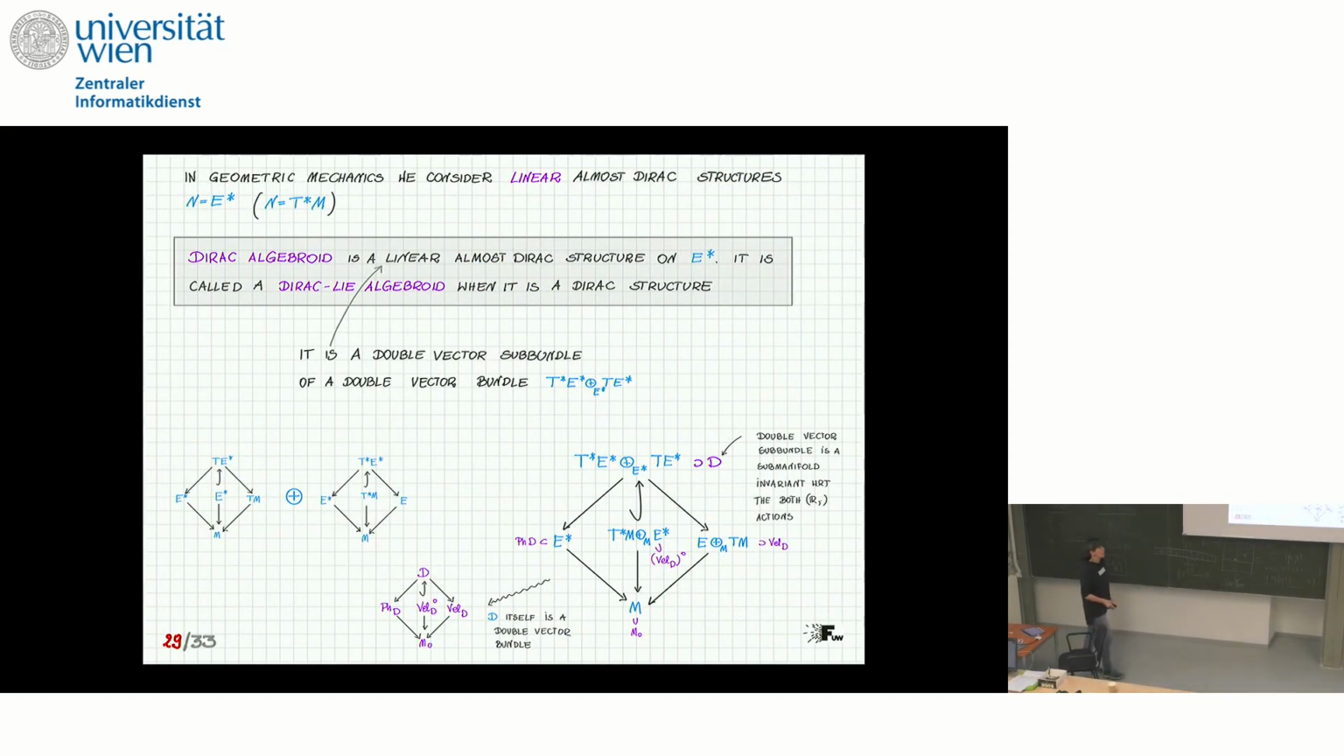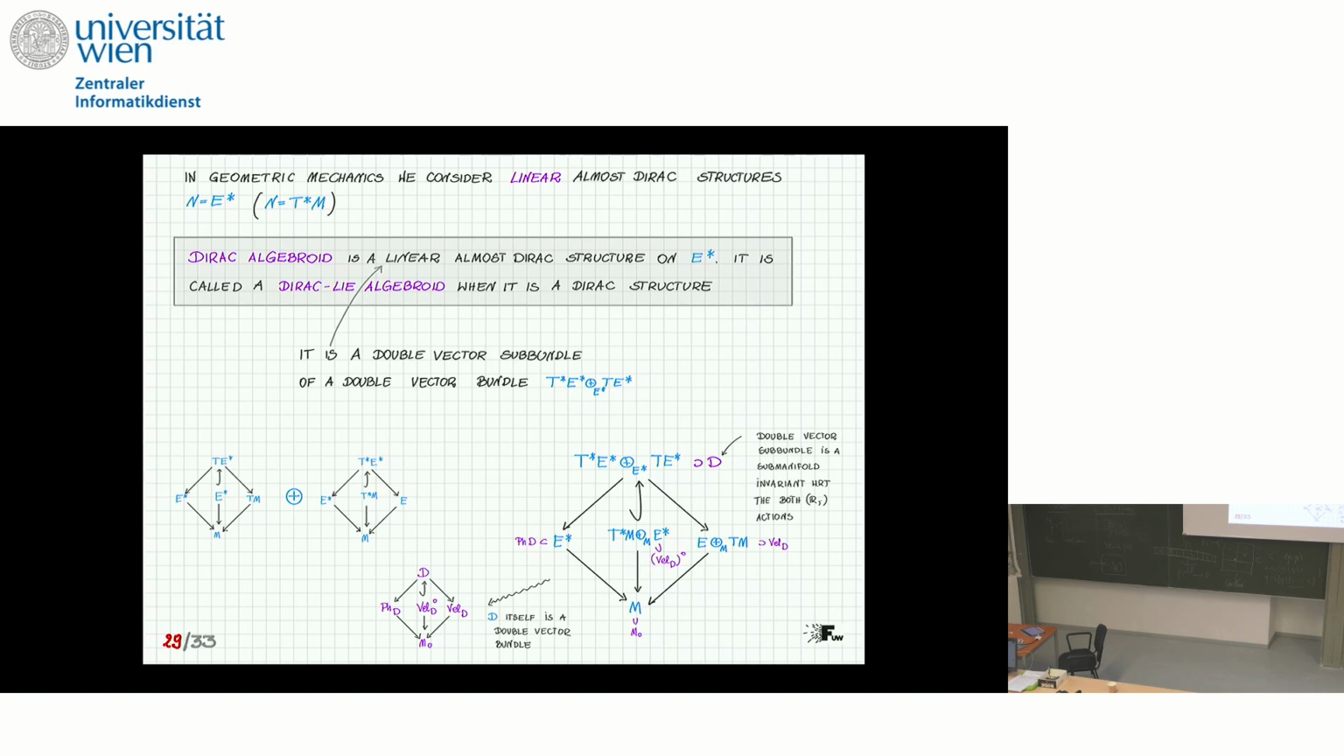Okay, so now we are going to make our Dirac structure, or almost Dirac structure, linear. Therefore, we take our manifold to be the total space of the dual of some vector bundle. In the example, it will be just the cotangent bundle. And what is a Dirac algebroid? A Dirac algebroid is a linear, almost Dirac structure on E star. So what we add here is the regularity, the linearity assumption.